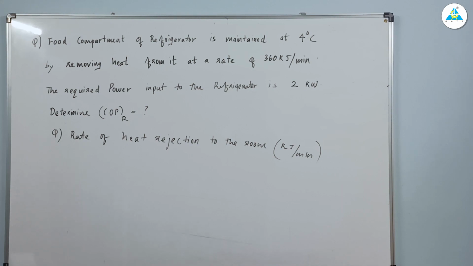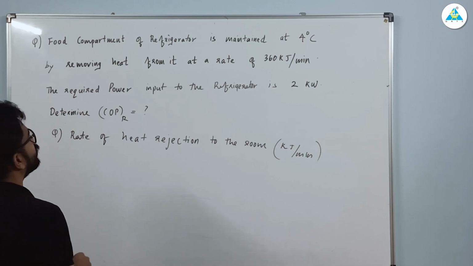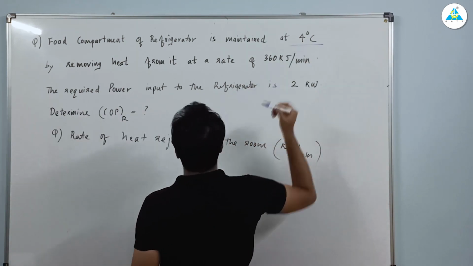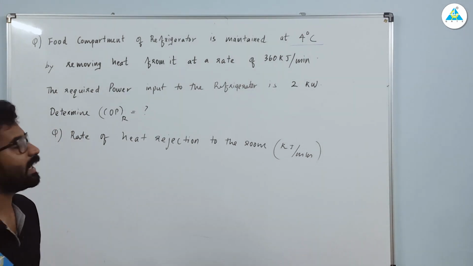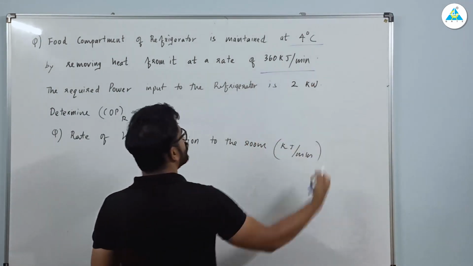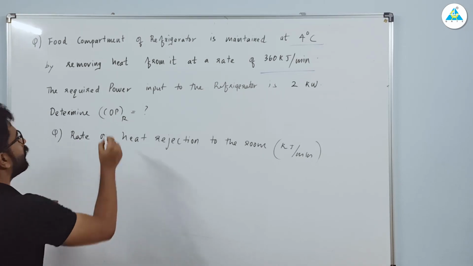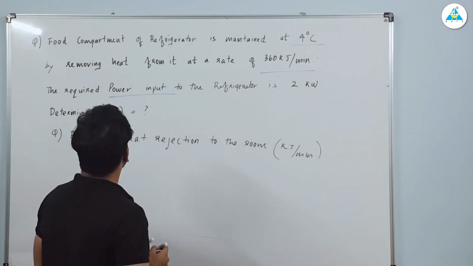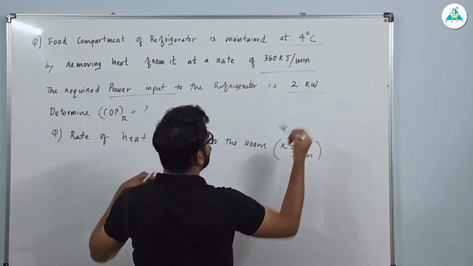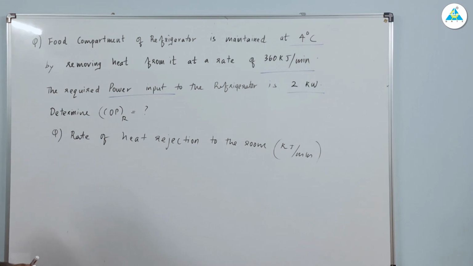So the question I will read: the food compartment of a refrigerator is maintained at 4 degrees Celsius. Okay, so you can see this question. The food compartment of a refrigerator is maintained at 4 degrees Celsius by removing heat from it at a rate of 360 kilojoule per minute. That is, we have a heat removal of 360 kilojoule per minute. The required power input to the refrigerator is given as 2 kilowatt. Now calculate the COP of the refrigerator. What is the rate of heat rejection for the same?